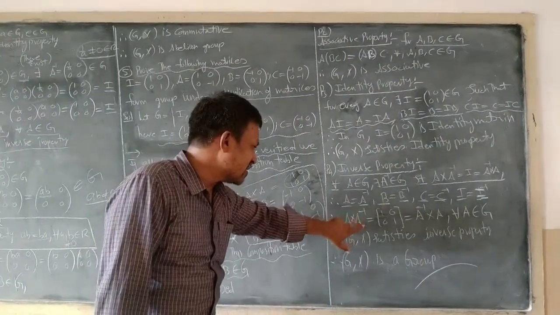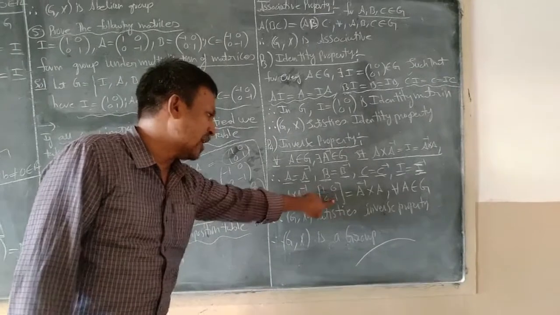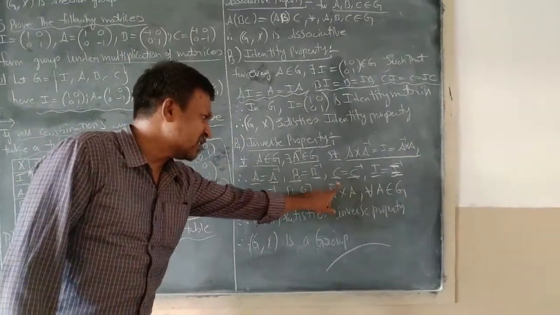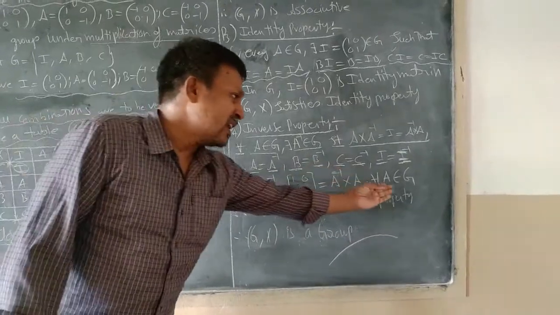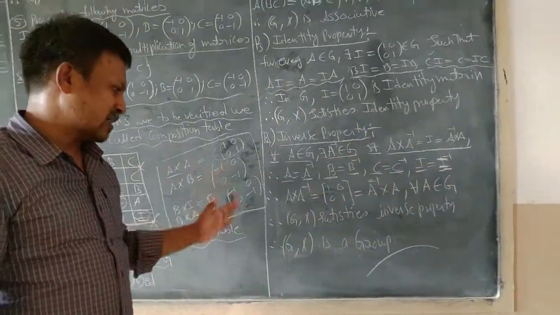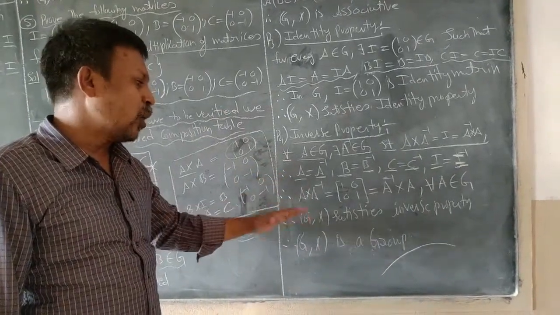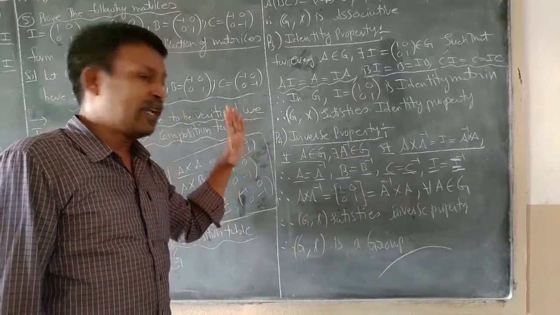Therefore, if A into A inverse is performed, we get [1 0; 0 1], and if A inverse into A is performed, we get [1 0; 0 1], for every matrix A in set G of matrices. Therefore, here we can easily conclude that G comma into satisfies inverse property with respect to multiplication.